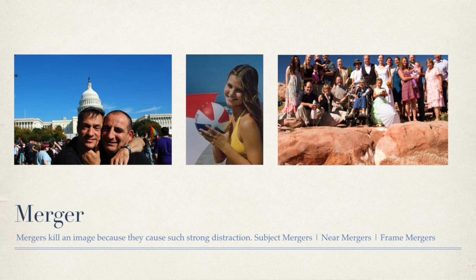Final type of merger is an edge merger. That's where your subject interacts with the edge of the frame in a really awkward way. So, for example, slicing off the top of people's heads like you see right here. Or it could be chopping off somebody's arm or something in a really awkward way. Another thing that this could mean is creating near mergers with the edge of the frame. So that could also be awkward. Even though you're not cutting them off, they're just so close to the edge of the frame it feels really awkward.